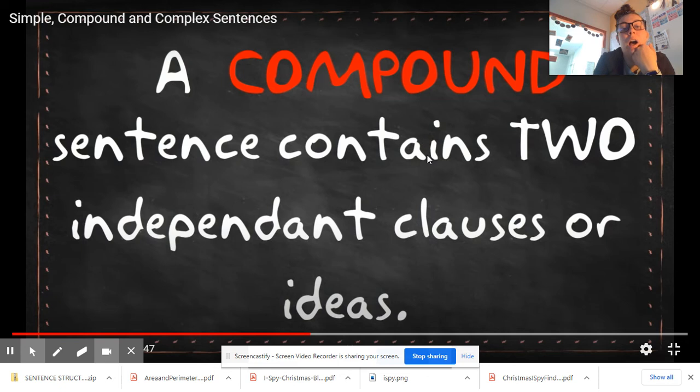So now a compound sentence contains two independent clauses or ideas. So two independent thoughts that if I separated them, they would be two complete sentences. Okay, so we'll look at the example here in a moment, and it's usually connected with a conjunction. So and, but, so, or, nor, because, all of those words.